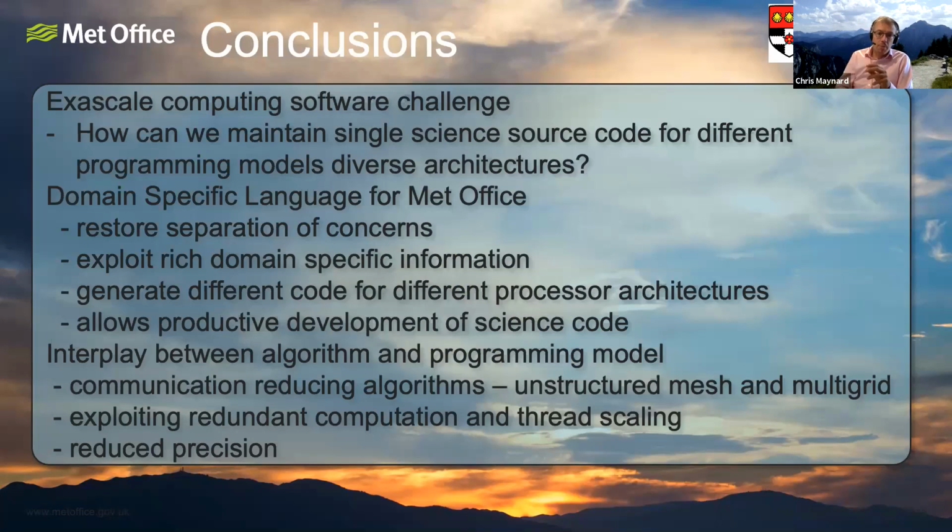This also allows us to have productive development of science code, so when someone changes the science code, we don't have to rewrite everything, we just regenerate the parallel code for the new science code. There's an interplay between the algorithm and programming model, and we've looked at that: communication-reducing algorithms, using an unstructured mesh for better scaling, and exploiting redundant computation and thread scaling. And we're also looking at reduced precision, but I haven't had time to talk about that today.